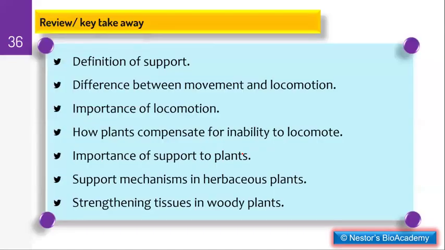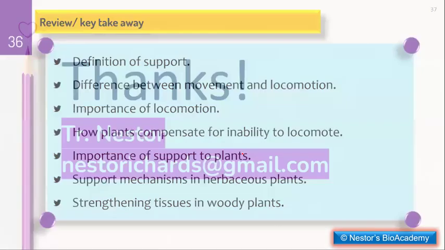So in summary, the key takeaways from this lesson are that, one, you need to be able to define what support is. You need to be able to distinguish between movement and locomotion. You need to be able to describe the importance of locomotion to animals. And again, ask yourself, are you able to state the ways in which plants compensate for their inability to locomote? And what are the ways in which support is important to plants? If we are to ask you to state 2 ways in which herbaceous plants attain support, you need to know them. And again, what are the strengthening tissues in woody plants, and what gives them the strength they need to give these plants support?